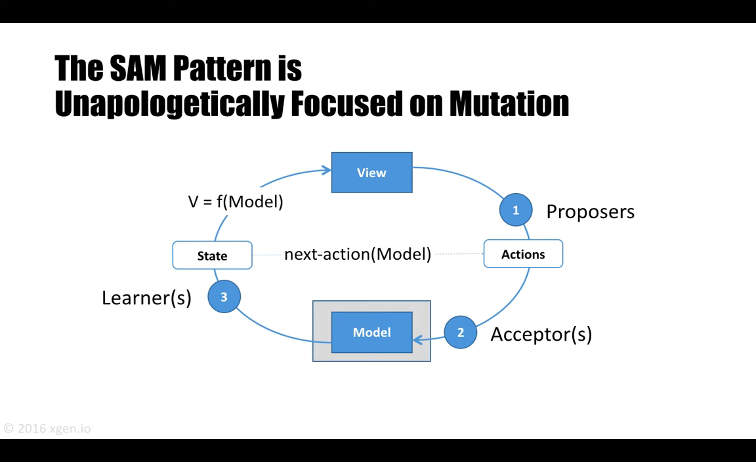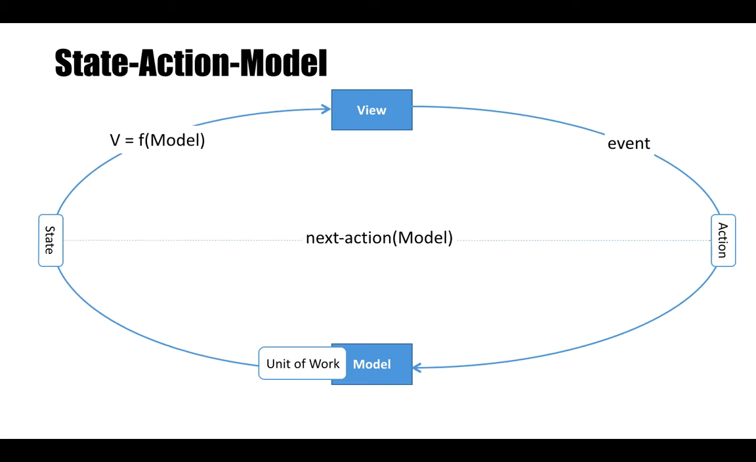And that's pretty much it. What you're looking at is SAM. SAM is a simple way of factoring your business logic, a way that is focused on application state mutation. So let's look at an example.